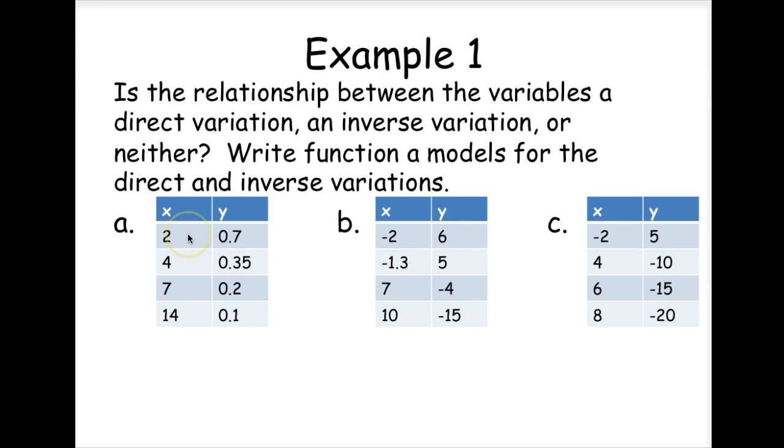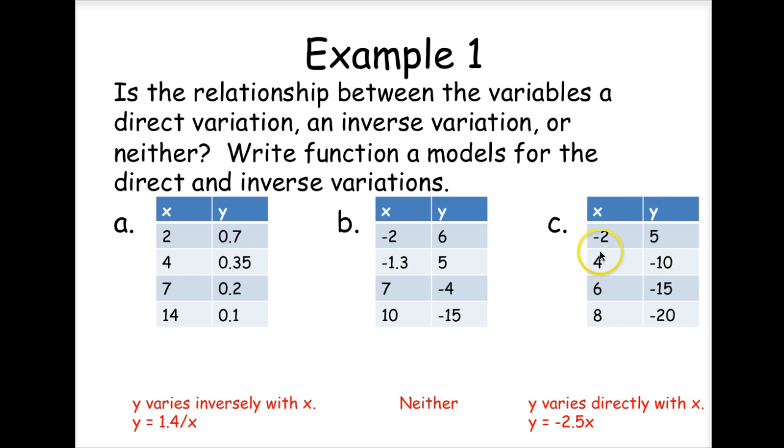So let's look from here to here. It varies inversely. Notice 2 times 0.7 is going to give you 1.4. Each one of these multiplied by each other is going to give you the same amount, 1.4. So y varies inversely with x. This one, neither direct nor inverse. And this one, y varies directly with x. If you multiply x by negative 2.5, then you get y each time.